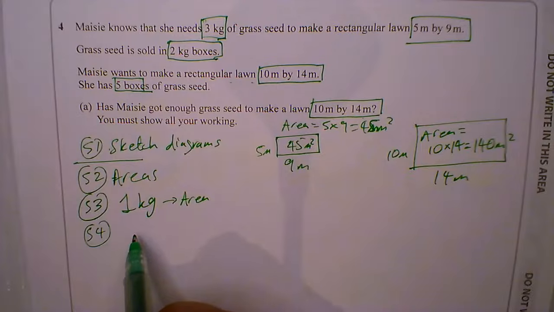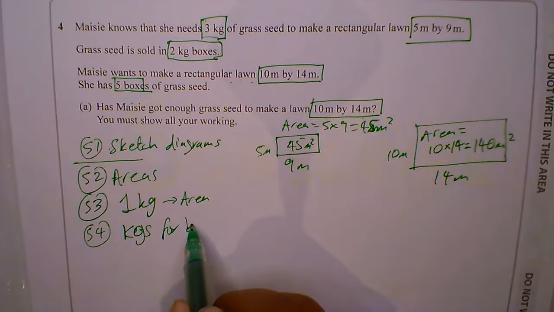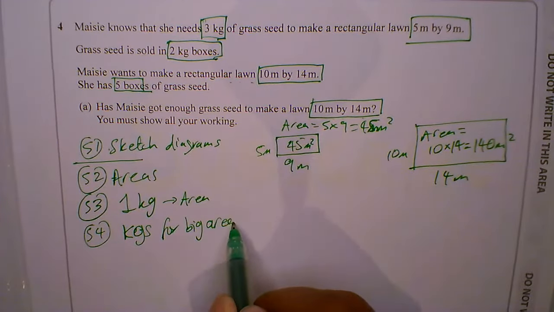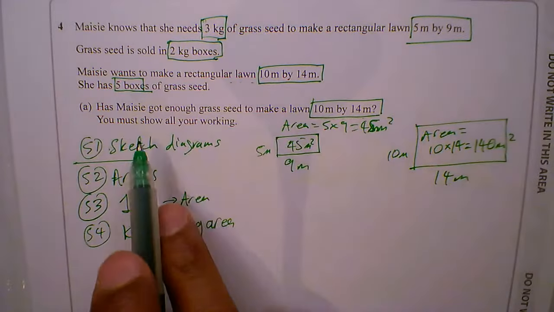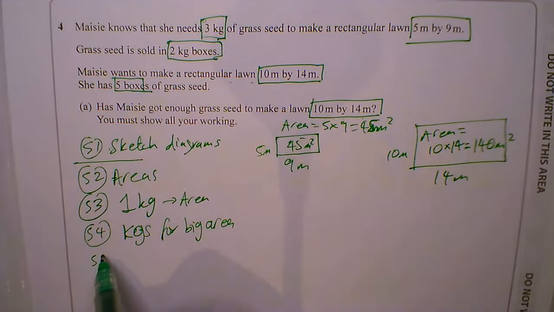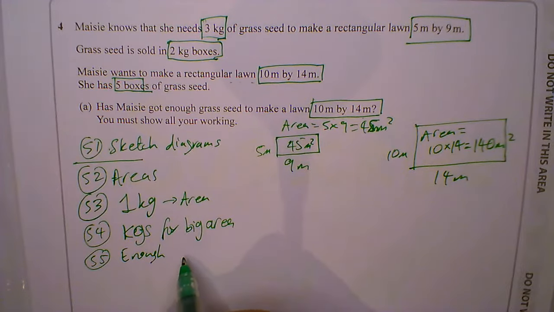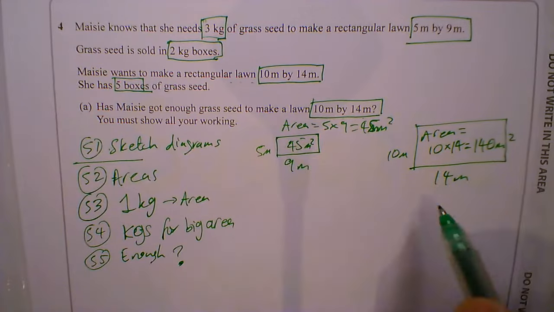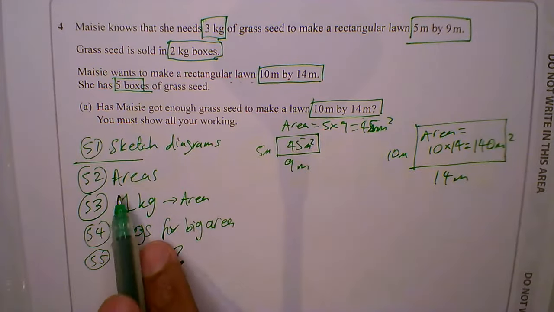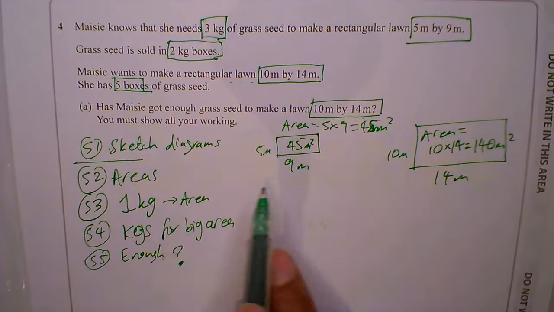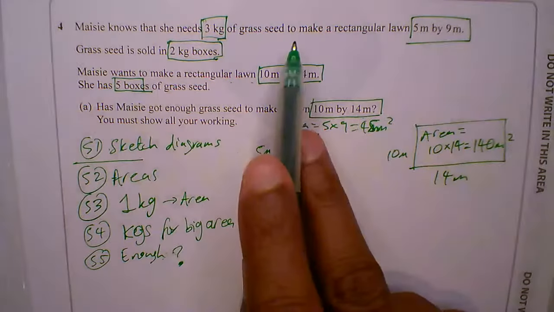So step 4 is kgs for big area. And once I've done that, I can see if there's enough. Step 5 is enough boxes, enough grass seed. Okay, so I've got this. So step 1, I've done my areas. Step 2, so 3 kgs.